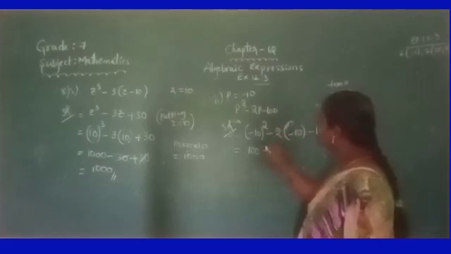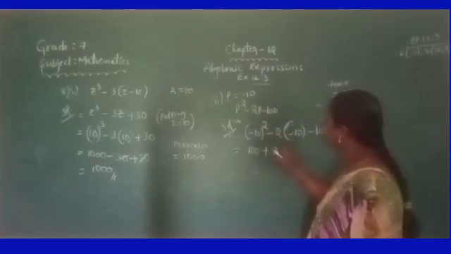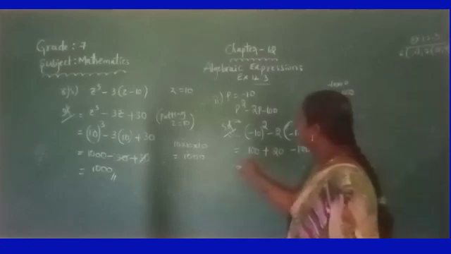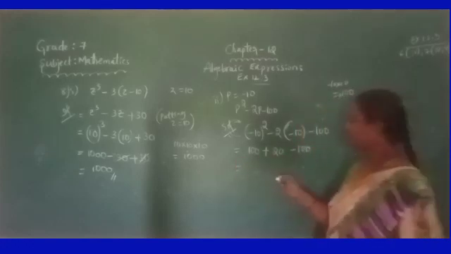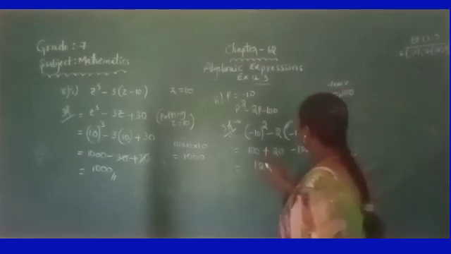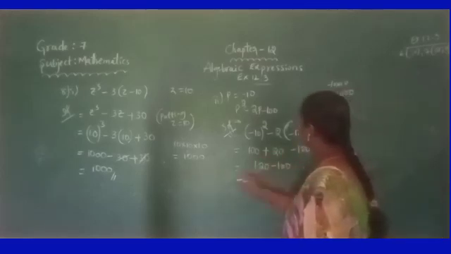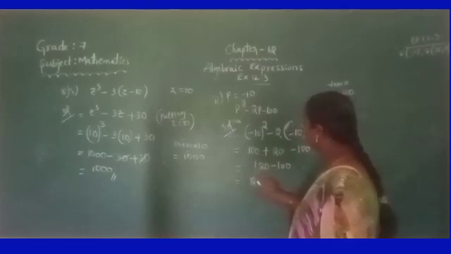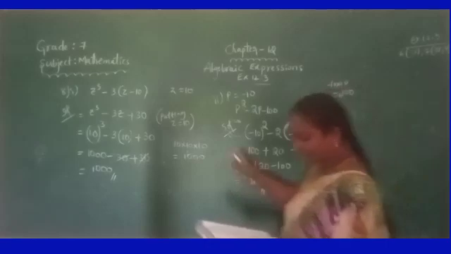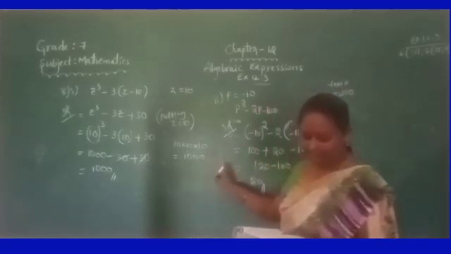Minus into minus plus, 2 into 10, 2 tens are 20, minus 100. Now add the positive values. 100 plus 20 is equal to 120. 120 minus 100 is equal to 20. 20 is the value of that expression. Is it clear, children? Right.